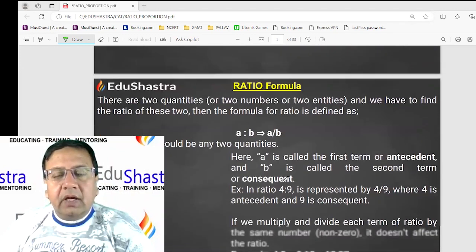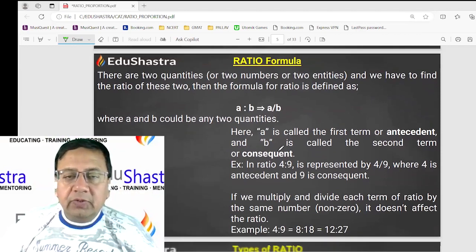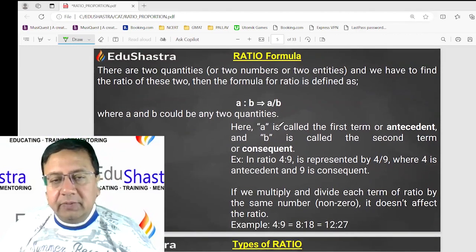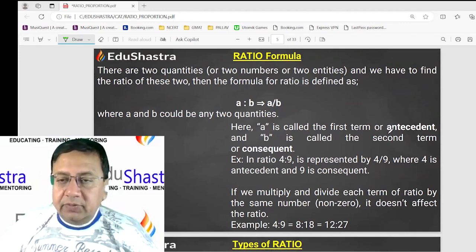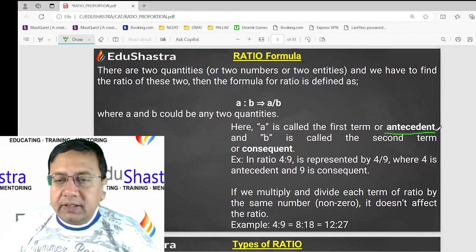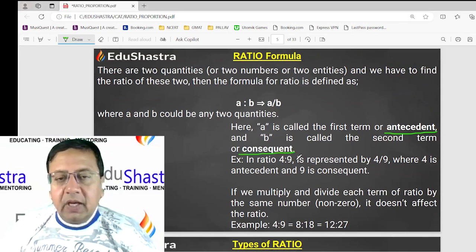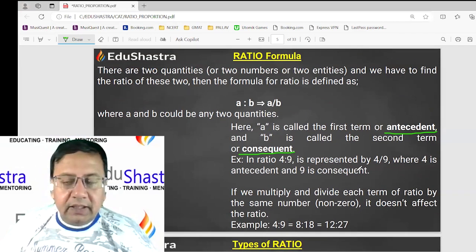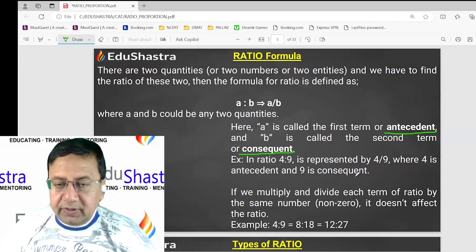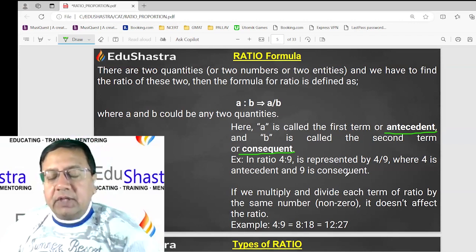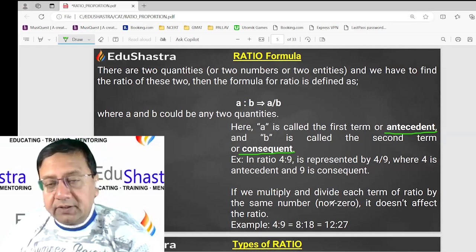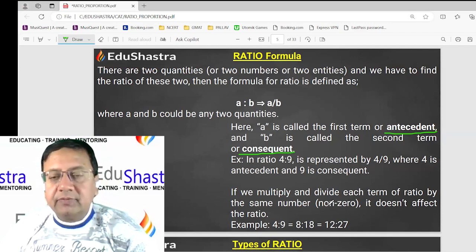If we have two or more quantities, ratios can be represented as A is to B or A by B. In this, the numerator is called the antecedent and the denominator is called the consequent. So if I have 4 is to 9, 4 is the antecedent and 9 is the consequent, right? And ratios are represented in the simplest form, where the highest common factor should be 1.